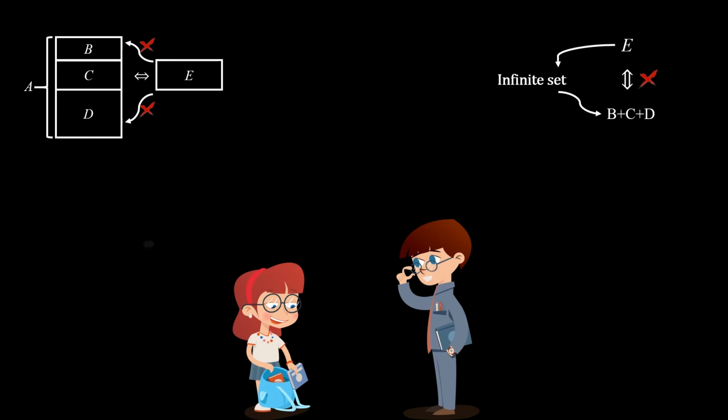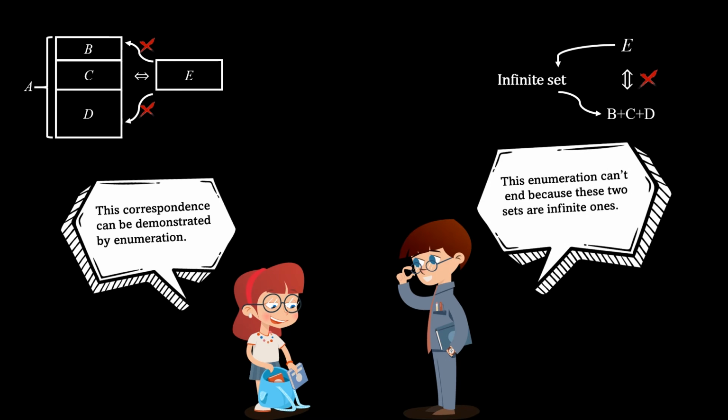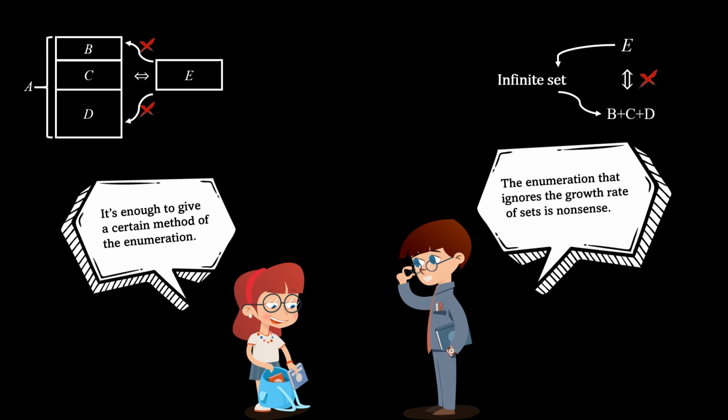Someone may say, this correspondence can be demonstrated by enumeration. However, this enumeration can't end because these two sets are infinite ones. Some others may say, it's enough to complete the demonstration by giving a certain method of the enumeration. Unfortunately, this argument is untenable because any method of enumeration that neglects the difference in the increasing speed of two infinite sets, which is reflected in the relation of these two sets, is pure nonsense.